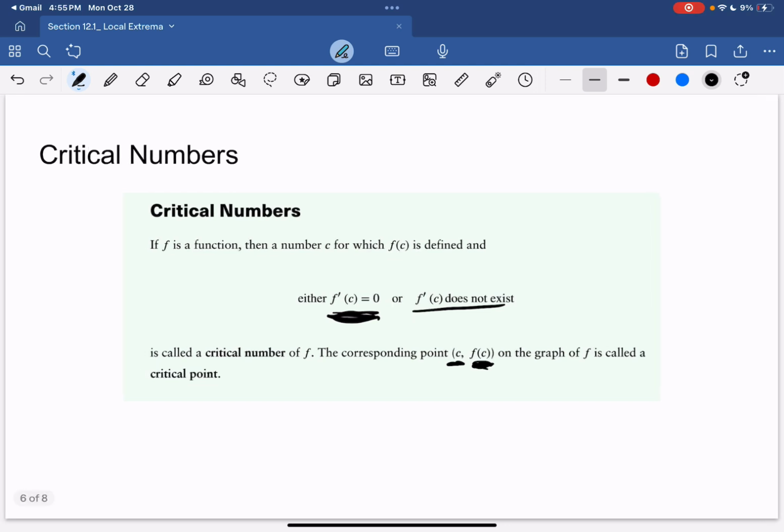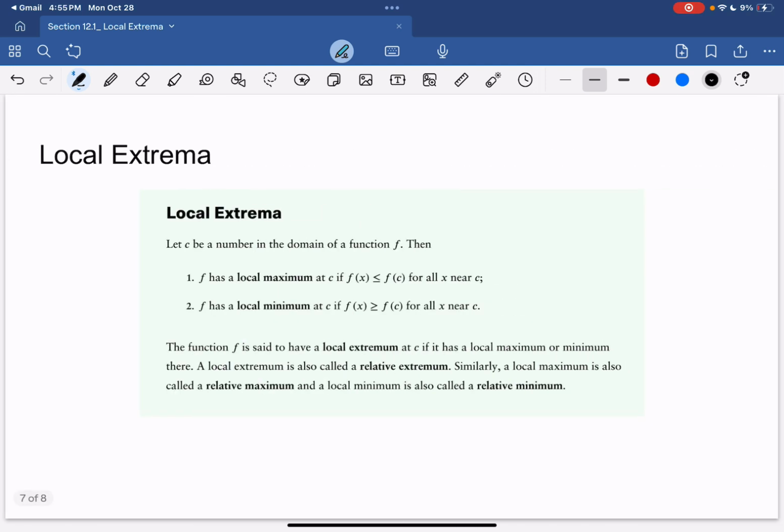All right, so now I have local extrema. Local extrema, or extrema, is just a fancy way of saying maximum and minimum.